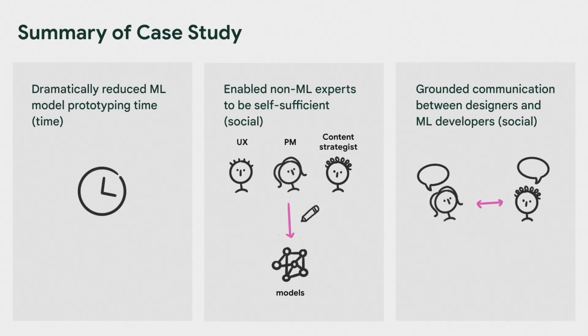All right, so in summary, we saw that prompting dramatically reduced the machine learning model prototyping time. It enabled non-machine learning experts to be self-sufficient, so you started to see the social component. And then a grounded communication between designers and machine learning developers. Again, this social component. To me, it fascinates me that the social dynamics are changing because of prompting. Previously, you had this reliance. You had to go and find the experts. You had to convince them to spend time with you to talk through an idea. And now people are able to go and test these things out themselves.